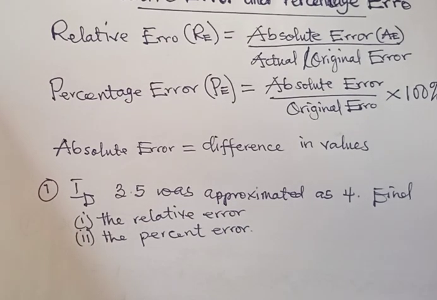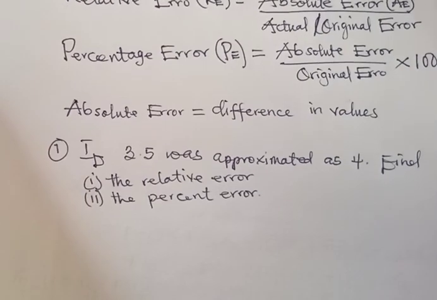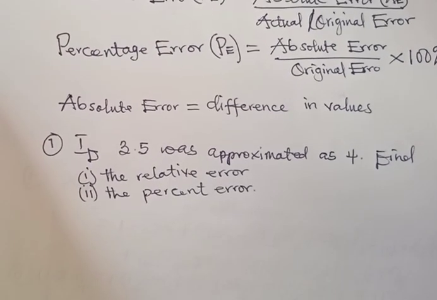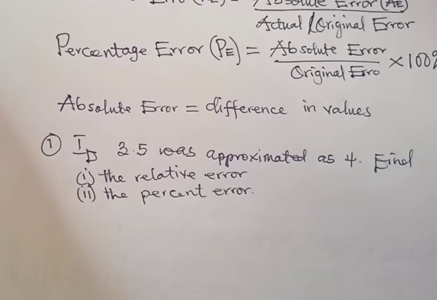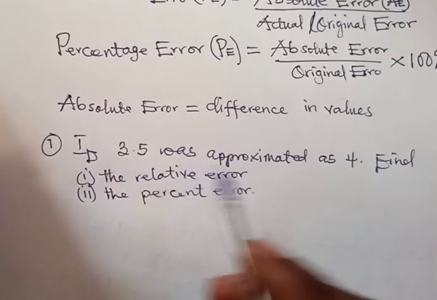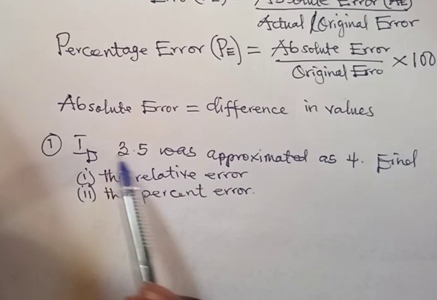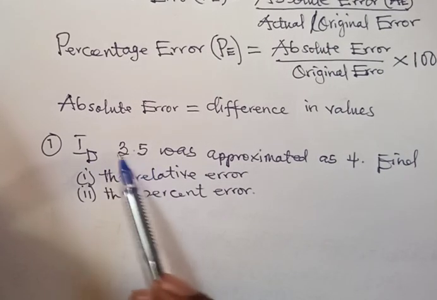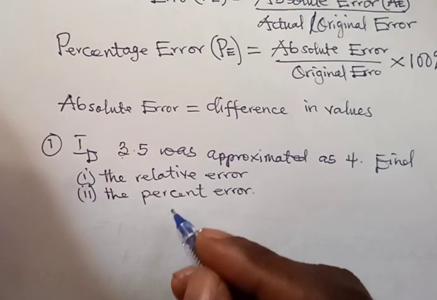Good. So this one, we will not waste time. We just quote the formula and just substitute. So first you need to identify your absolute error. And I said that for the absolute error, we are talking about the difference in values. So know your actual value and your approximated value. It says if 35 was approximated as this, so which one is our actual value or original value? Looking at this, it is 35.